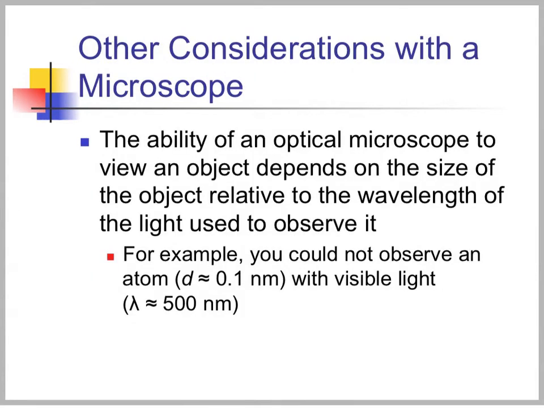The ability of an optical microscope to view an object depends on the size of the object relative to the wavelength of light used to observe it. For example, you cannot observe an atom, whose diameter is approximately 0.1 nanometers, with visible light, whose wavelength is about 500 nanometers.